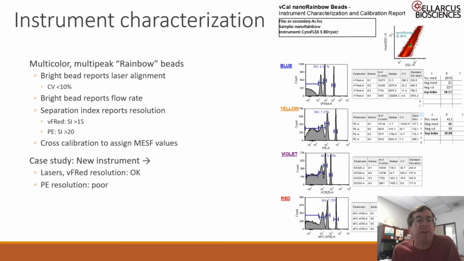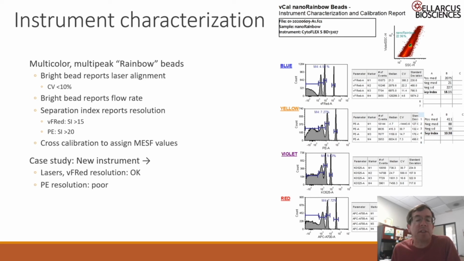And what we can have here is just a little case study of one new instrument that a collaborator received. When we ran the beads, we noticed that the alignment all looked pretty good. The separation on our membrane stained VF red channel was fine, but the performance on some of the other immunofluorescence channels on the other lasers was not up to snuff. And this let us flag this issue right away before we spent a bunch of time trying to measure vesicles.